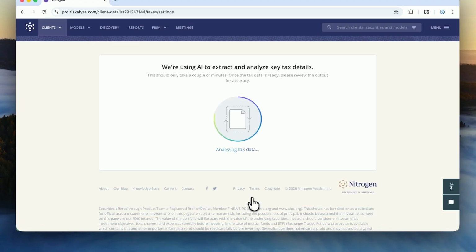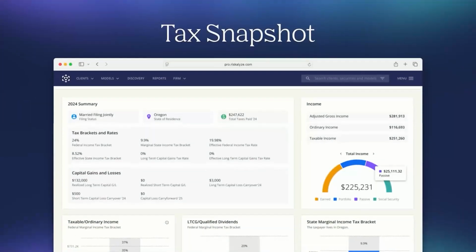You take your client's 1040, drop it into Nitrogen, and Nucleus goes to work behind the scenes, turning that static PDF into something usable. What you get first is the Tax Snapshot, clean, visual, and client-friendly. And now I can walk through my client's return. I asked her to send it over, dropped it in, and here's what we get.